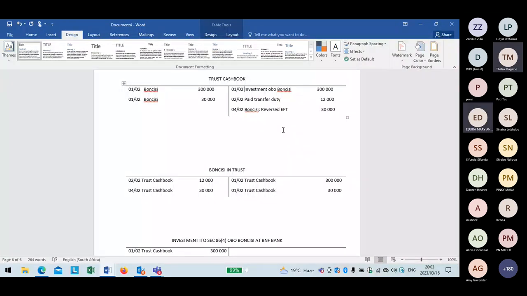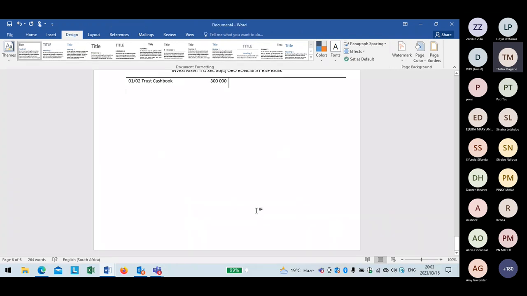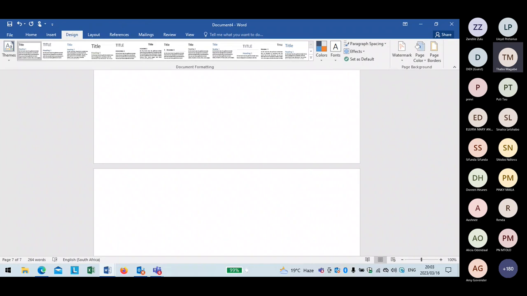And the reversal of the EFT has caused a deficit in your trust account. So you need to deal with this as soon as you discover. So there's going to be a book that you use to correct this deficit. And what is that book? Your business cash book. What is that book? Transfer journal. Transfer journal, because you are transferring from trust to business.